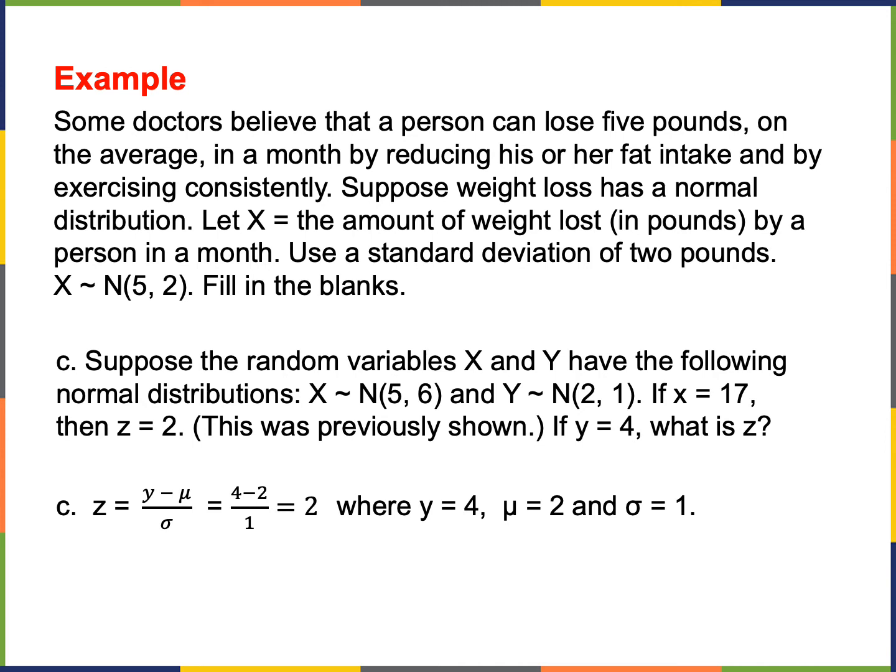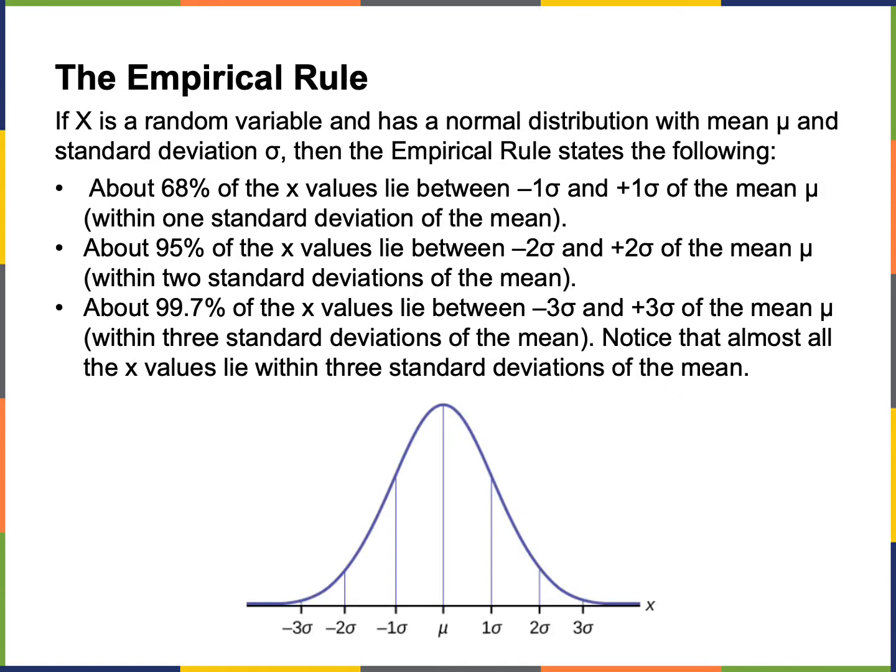So 4 minus 2 over 1 is just equal to 2, where you have 4, mu is 2, and sigma is 1. All right, now let's talk about the empirical rule. What is the empirical rule?